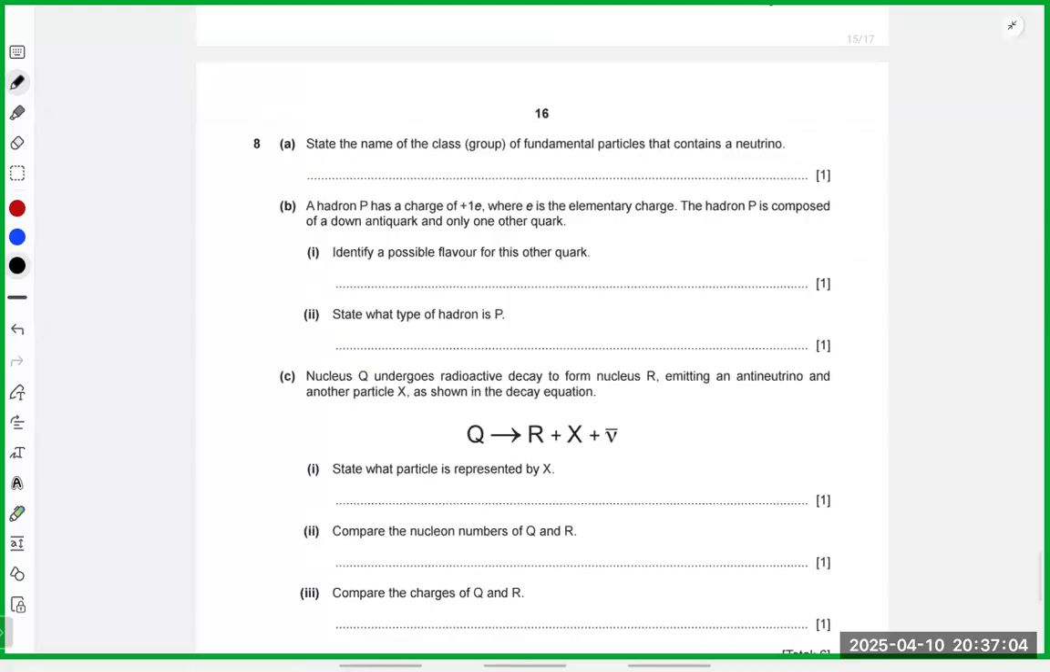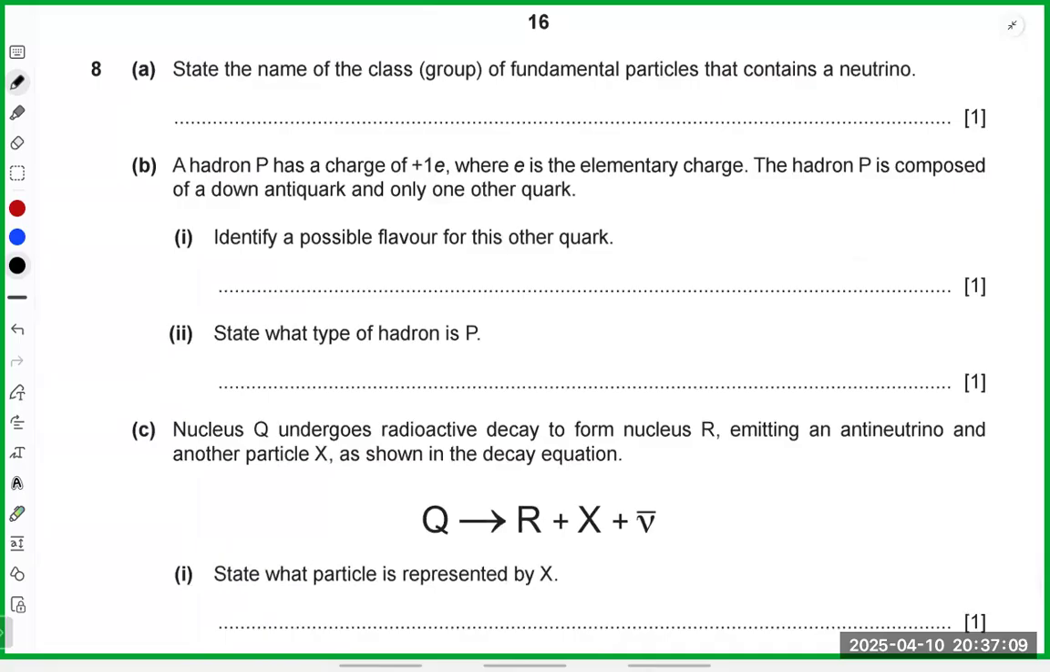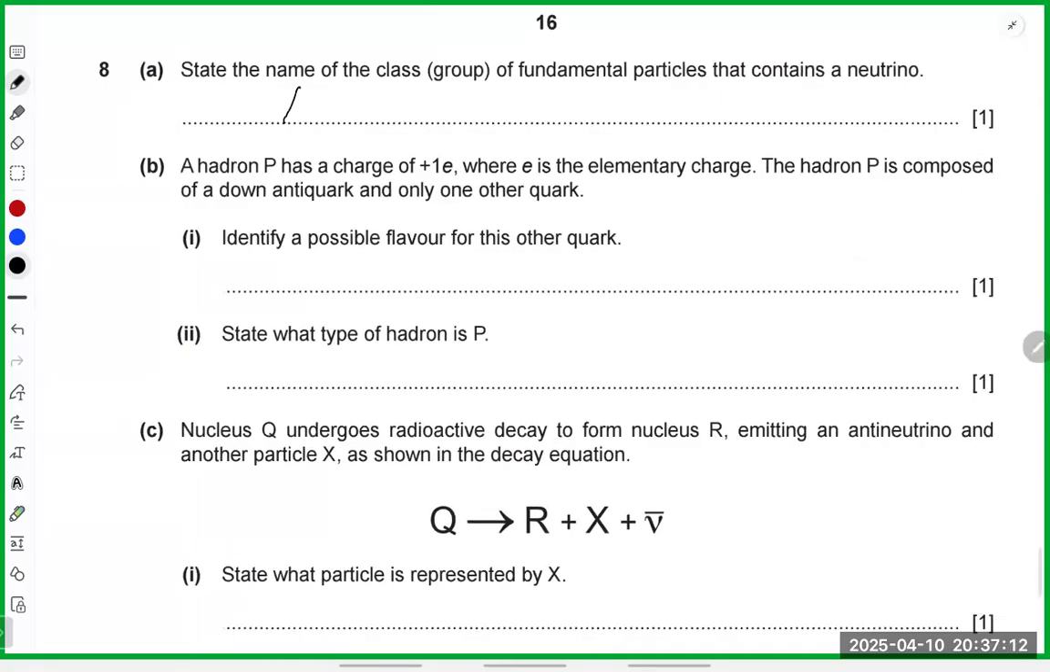Okay, sir. State the name of the class, group, or fundamental particle that contains a neutrino. Neutrino belongs to leptons. A hadron P has a charge 1e, where e is the elementary charge. The hadron P is composed of a down antiquark and only one other quark. Identify a possible flavor of this quark.